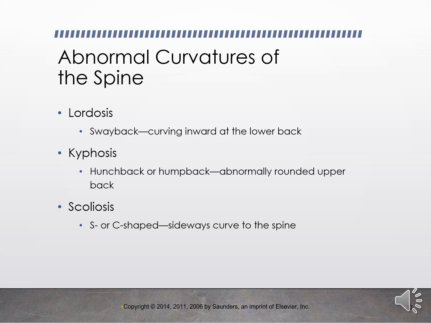And there's 3 abnormal curvatures of the spine. I mentioned kyphosis a little bit earlier. Kyphosis is a hunchback. It's an abnormally rounded upper back. Lordosis is curving inward of the lower back. Think like, oh Lord, my back hurts. This lordosis is usually what we see in like pregnant women that kind of lean forward with their belly. And then scoliosis is the S or C-shaped sideways curve of the spine.